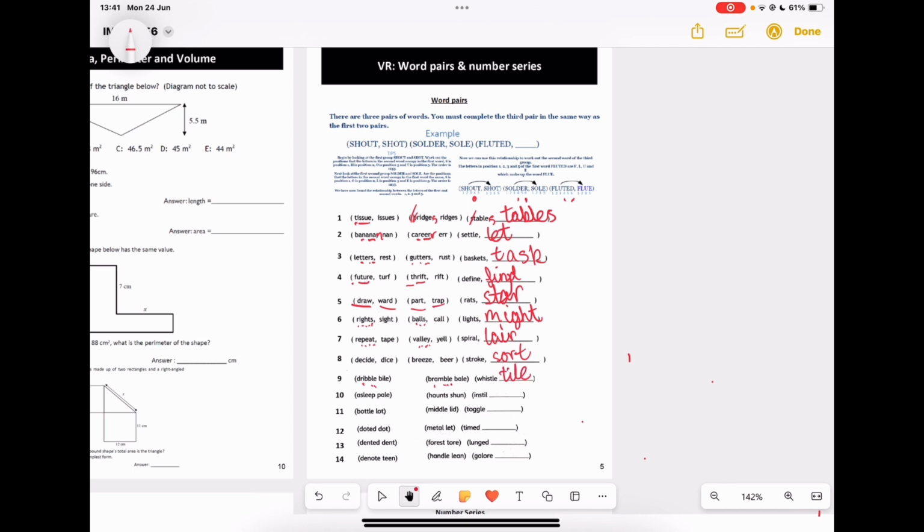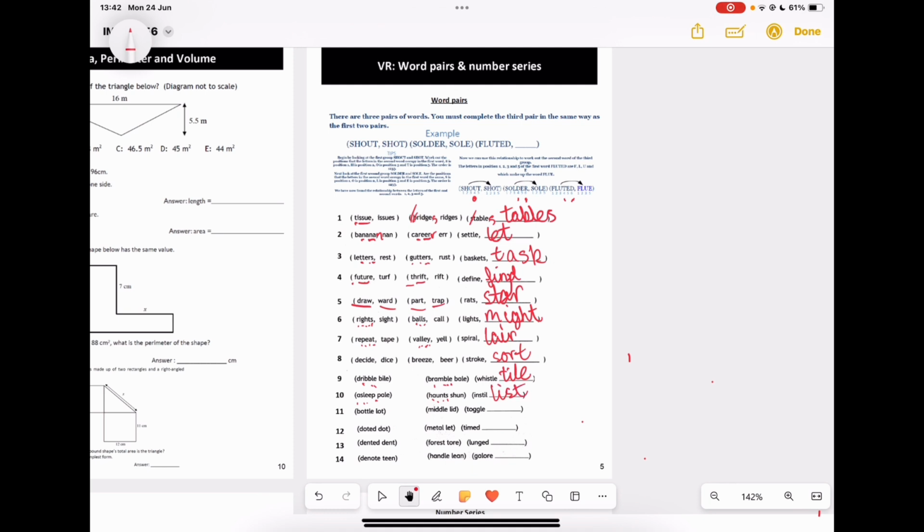Then for 10, we have asleep and pale, haunts and shun, instill and something. So asleep and pale, it's going to be last letter, then the first, then the third, and then either the fourth or the fifth. For haunts and shun, it's taking the last, first, and then the third, and then the fourth. So that's the order. So for instill, that will give us the answer of L-I-S-T. It's a list.